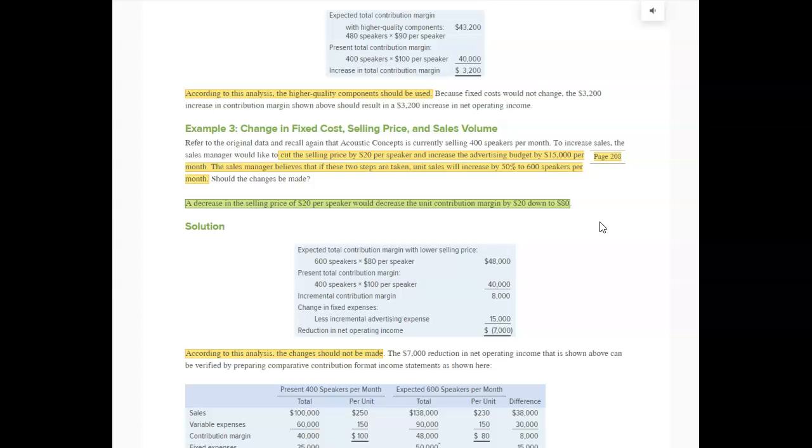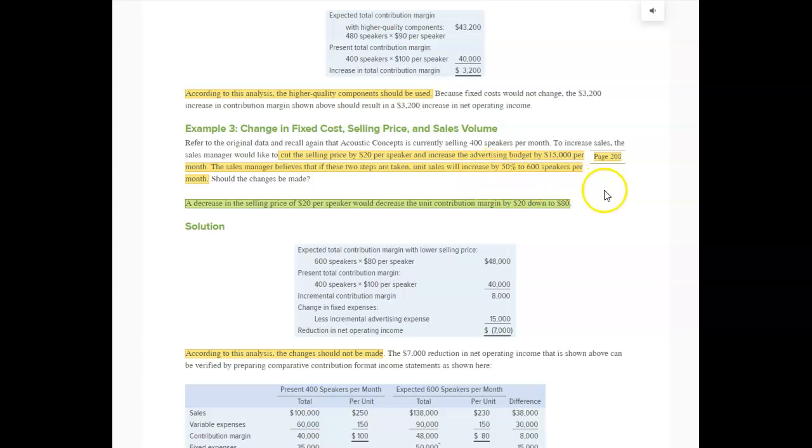In example 3, we're going to change a couple of things. So let's see what we're doing. We want to cut the selling price by $20 per speaker, so per unit, and also increase at the same time the advertising budget by $15,000. So we are cutting the selling price and increasing fixed cost. If we do this, the sales manager believes that this will increase sales by 50%.